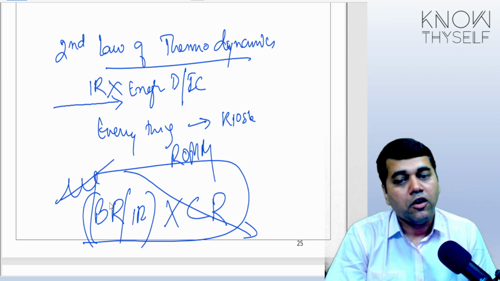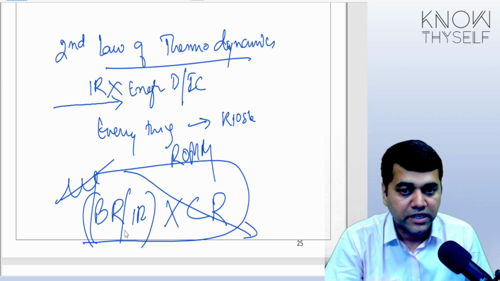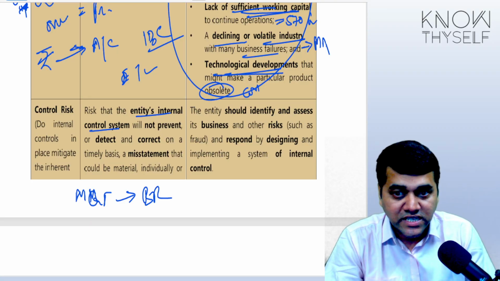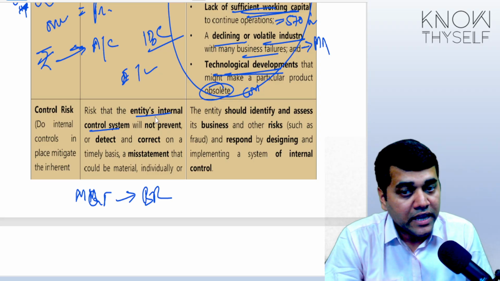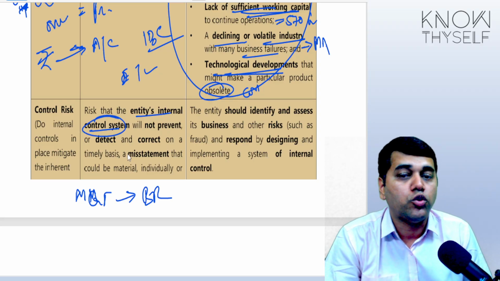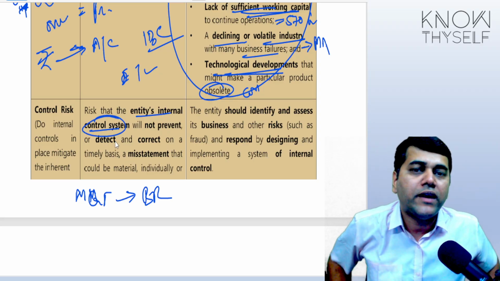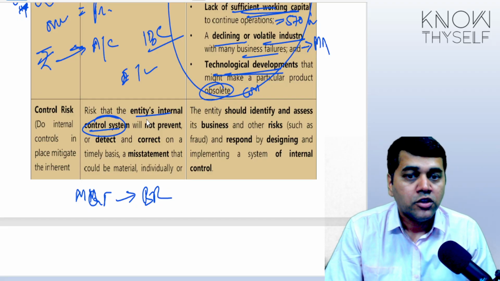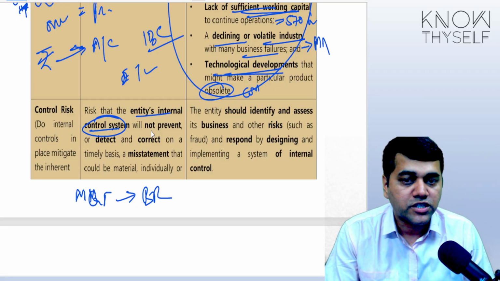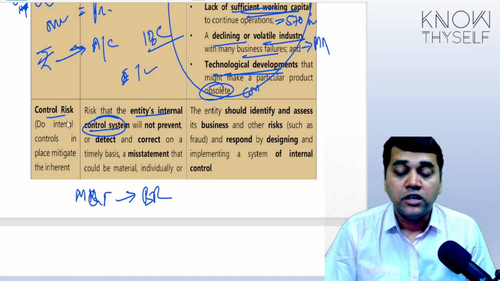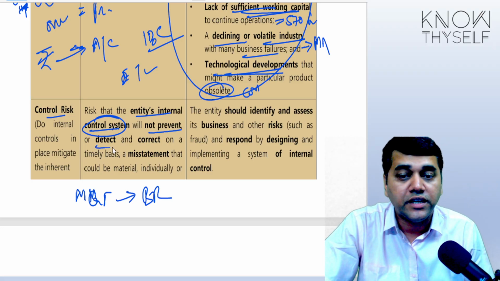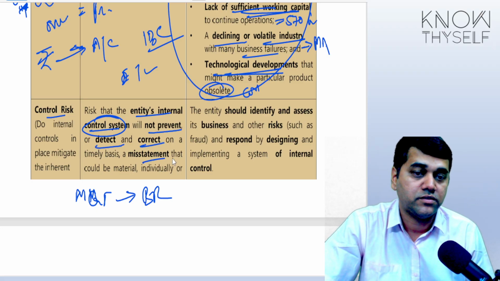That means an organization, by getting into business activity, has got a business risk. Since they understand that they have got a risk, they have to establish internal control, because this is the only way they could address the risk. So this is the entity's internal control system. Now what is control risk? That means despite having established the control, it's not able to prevent, detect and correct the misstatement.